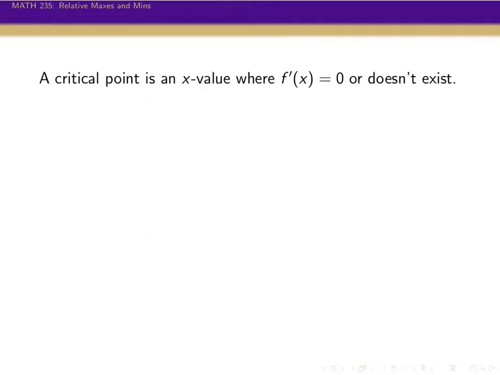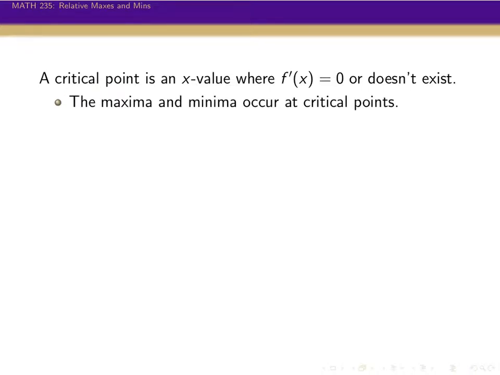Okay, so if we're trying to find relative maxes or mins, we're looking for places where the derivative is equal to 0. And so we're going to call those places critical points. So the critical point of a function is a place where either the value of the derivative equals 0 or doesn't exist. So the maxima and minima, from what we saw before, have to occur at critical points.